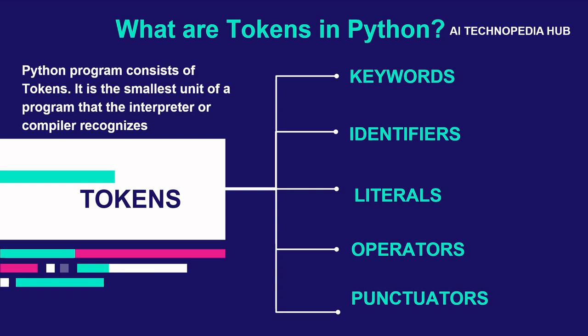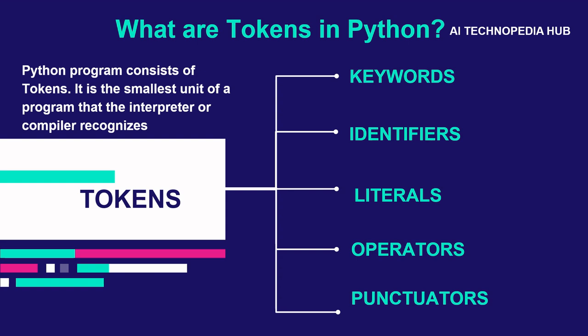Starting with keywords. These are the reserved words that have special meaning in Python, like if, else, or while, etc. Then we have identifiers. These are the names you give to things like variables, functions, or classes, basically anything to which you can give a name. Then we have literals. These are fixed values like numbers, strings, or true and false, anything you don't expect to change.